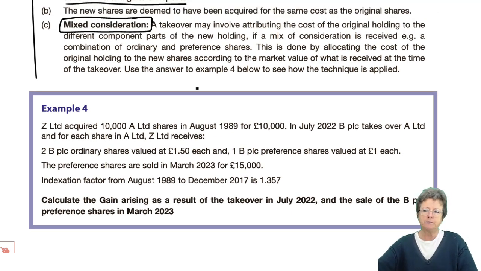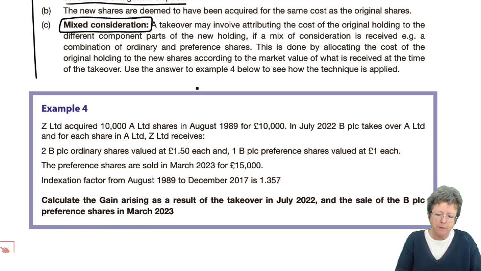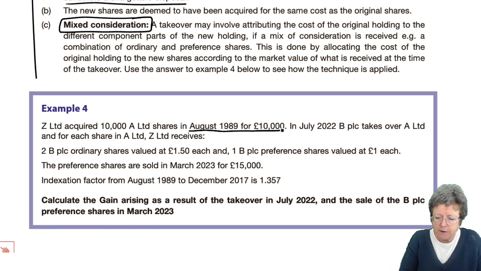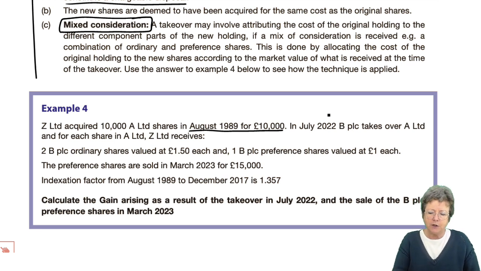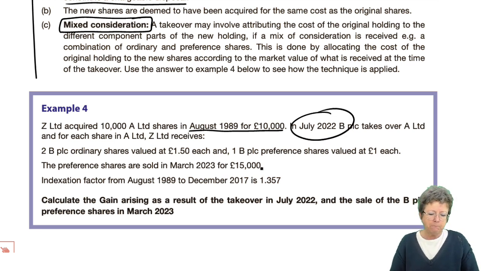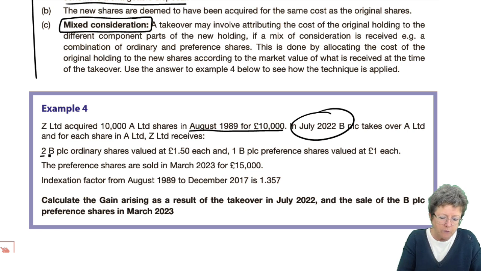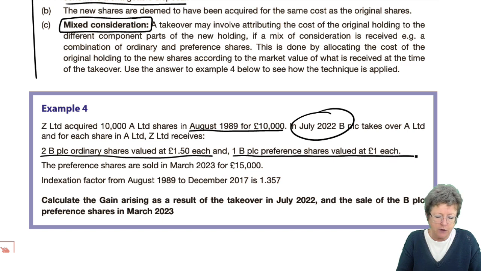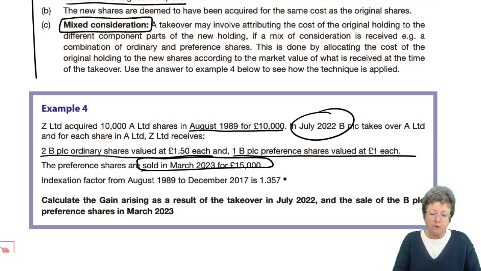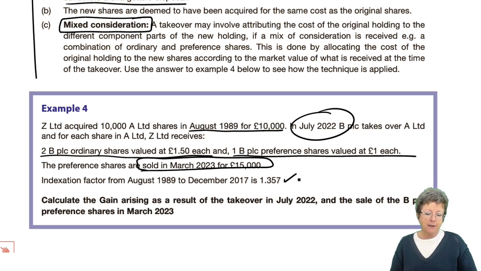Z Limited had 10,000 shares in A Limited. The shares, he bought them in August 89 for £10,000. Now, July 2022, there was a takeover and he got 2 ordinary shares valued at £1.50 each and 1 preference share valued at £1 each. And then the preference shares are going to be sold. And we've got another indexation factor there. Calculate the gain resulting in the takeover and the sale of the shares that we need to look at.